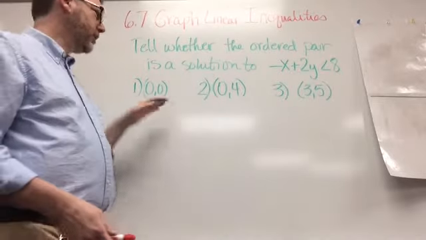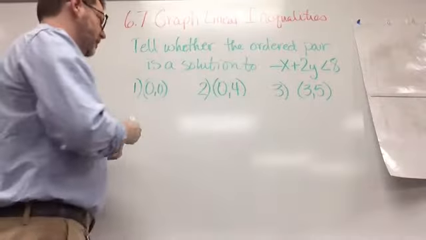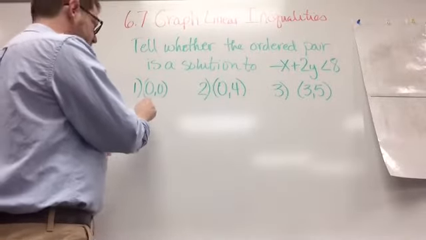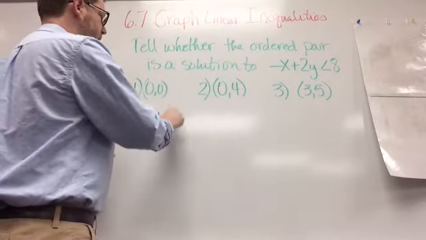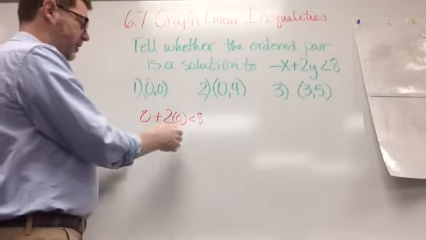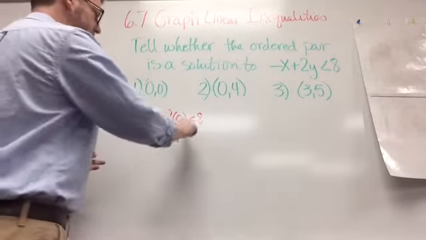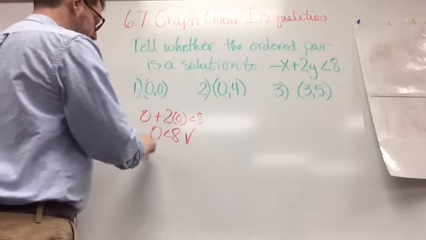So let's plug in (0, 0). If I have negative x plus 2y is less than 8 and I plug in (0, 0), I get 0 plus 2 times 0 is less than 8. And then I get 0 plus 0, which is 0. 0 is less than 8. That is a true statement, so this is a solution.